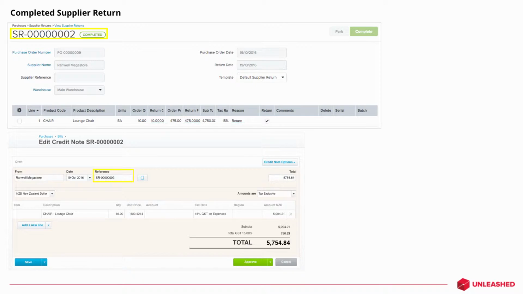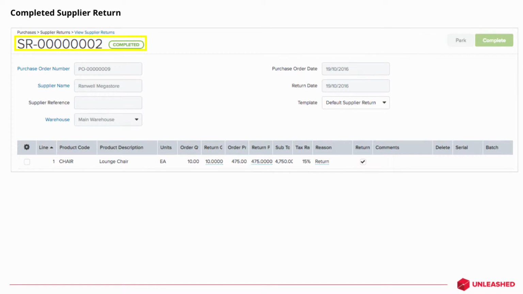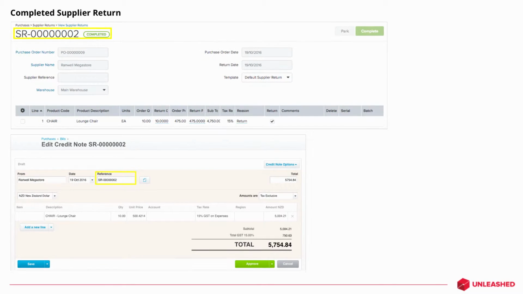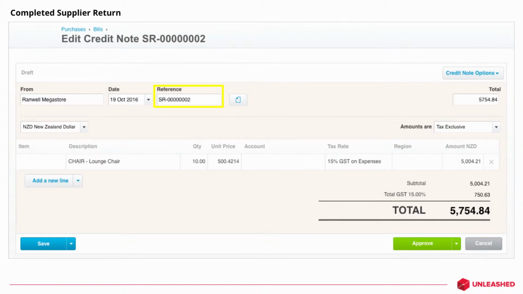A completed supplier return in Unleashed will send a draft credit note for the supplier to Xero. So here we can see that we have Supplier Return 02 for Ranwell Megastore in Unleashed. When we look at Xero, we will see the credit note related to the supplier return for Ranwell Megastore.